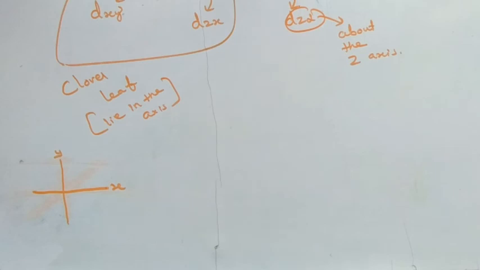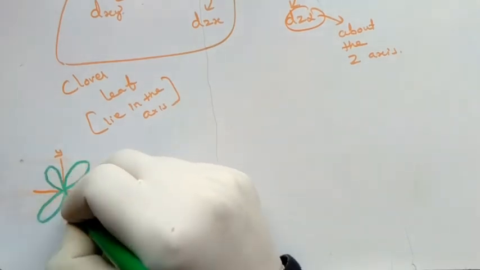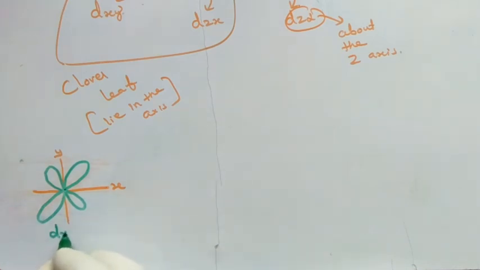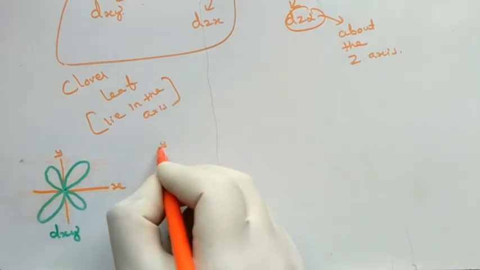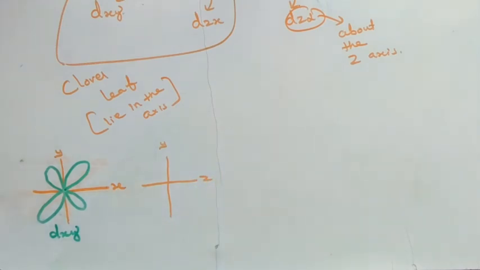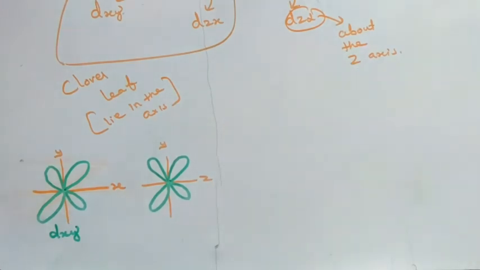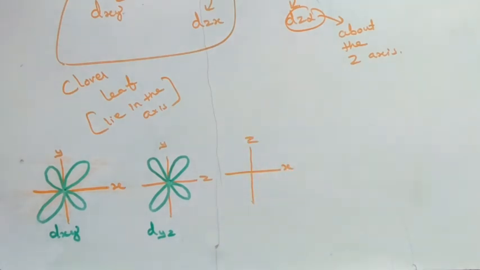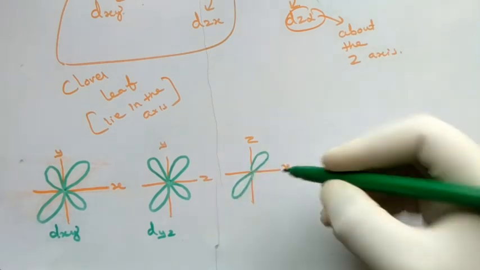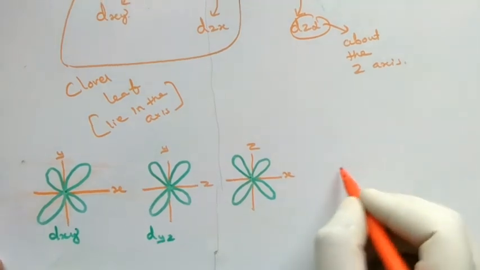As I told you already, the dxy orbital will lie in x and y axes. So they will lie in x and y axis like this. This is the shape of dxy orbital. Next, the shape of dyz orbital. So it will lie in y and z axis. This is the shape of dyz orbital. Next one is dzx orbital. So it will lie in z axis and x axis. So the shape of dzx orbital is like this. This is the shape of dzx.